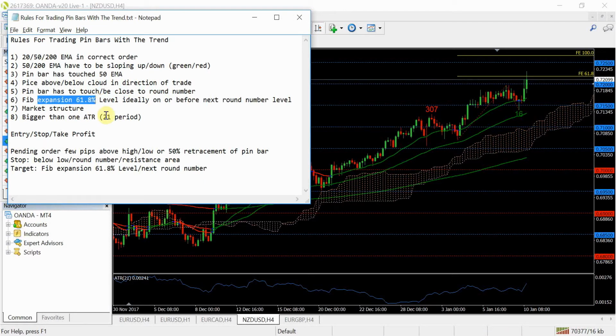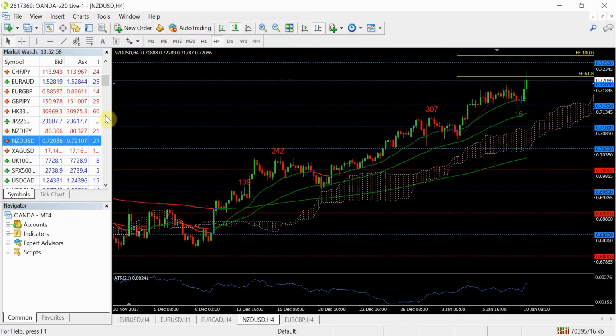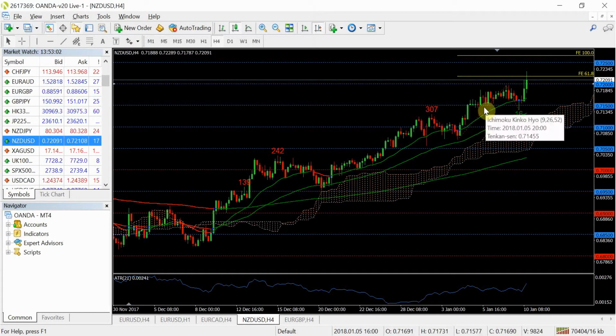So in terms of profit targets, I try to look for the Fibonacci expansion 61.8 level, and ideally I want the 61.8 level to be on or before the next round number level. Now, as you can see here, I've drawn the Fibonacci expansion. Again, it's all subjective. You could say that the high could be here or here, but I've gone with this as the upward momentum, and then this is the pullback here.